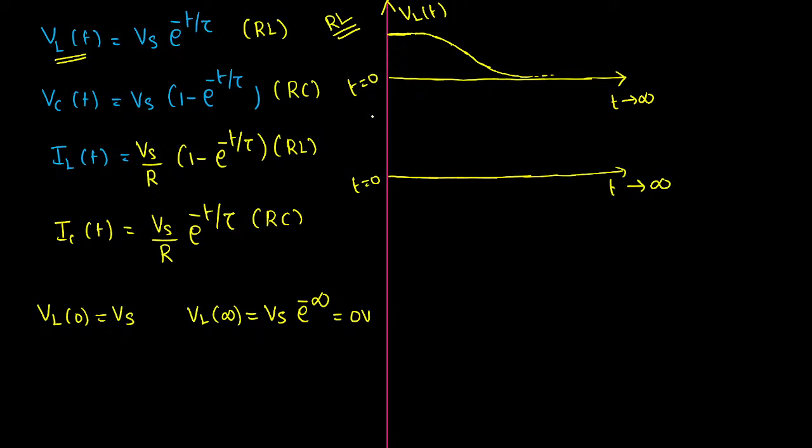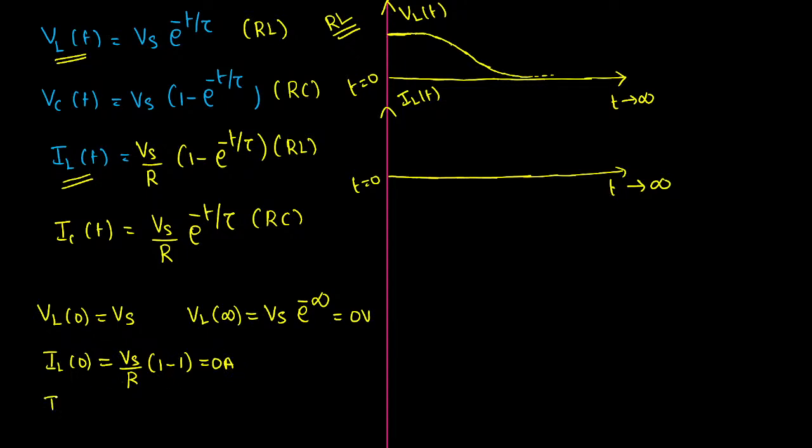Okay, fine sir. Now let me draw the waveform for the current flow through the inductor, IL of t. Replace t by 0. If I put t equal to 0, then IL of 0 will be Vs by R into 1 minus e power 0, and e power 0 will be 1. So it will be equal to 0 ampere. Initially there will be no current.